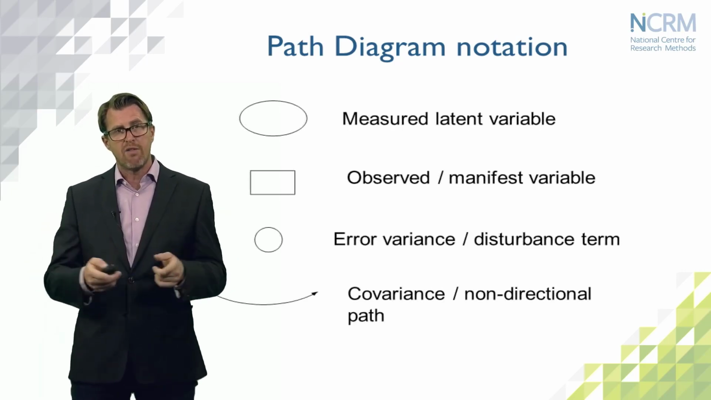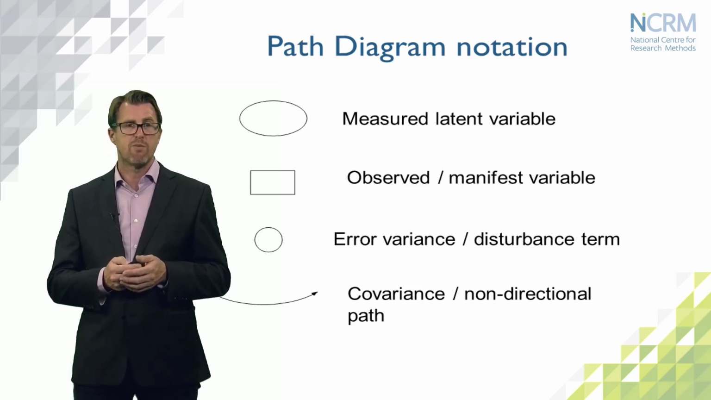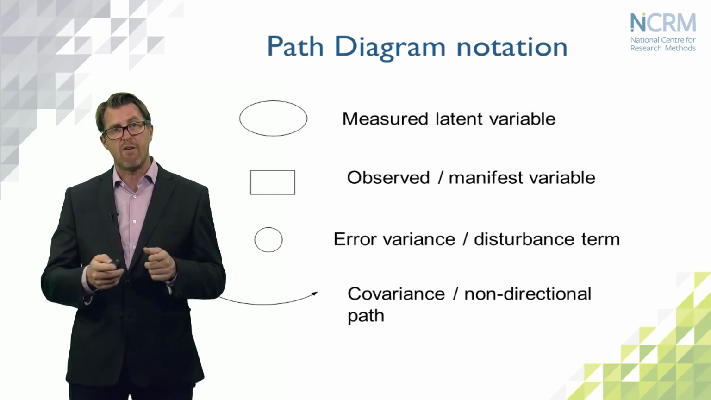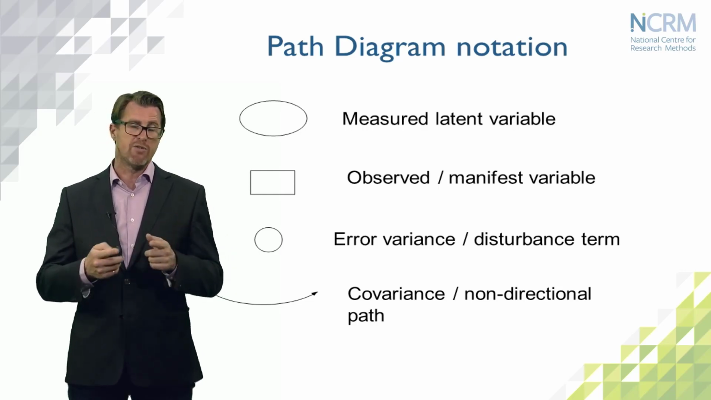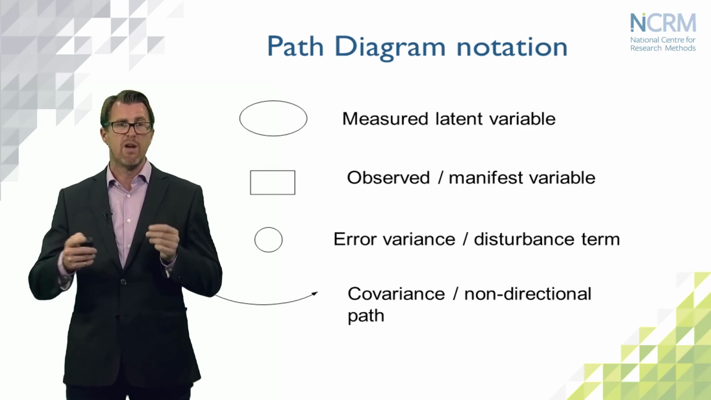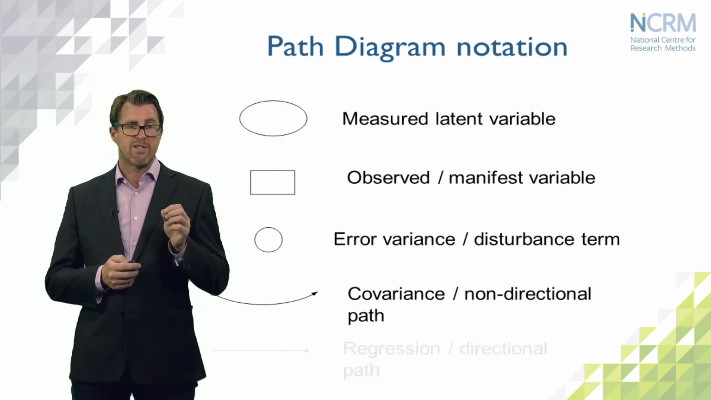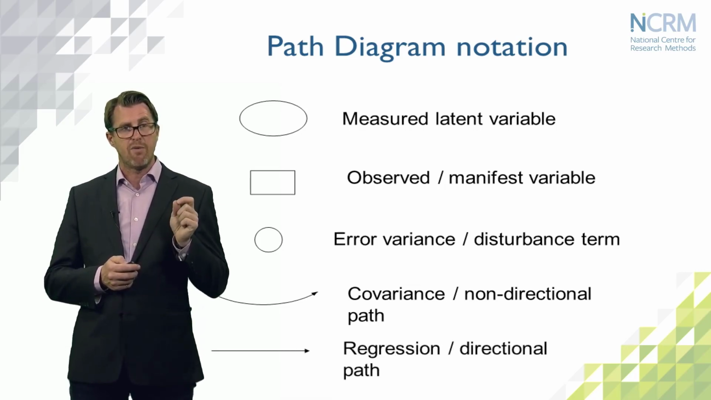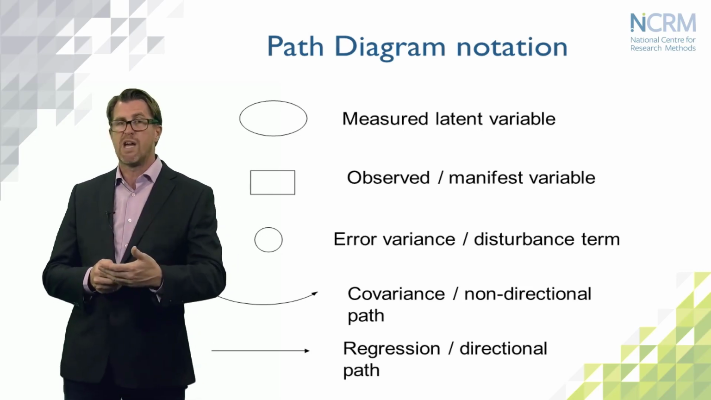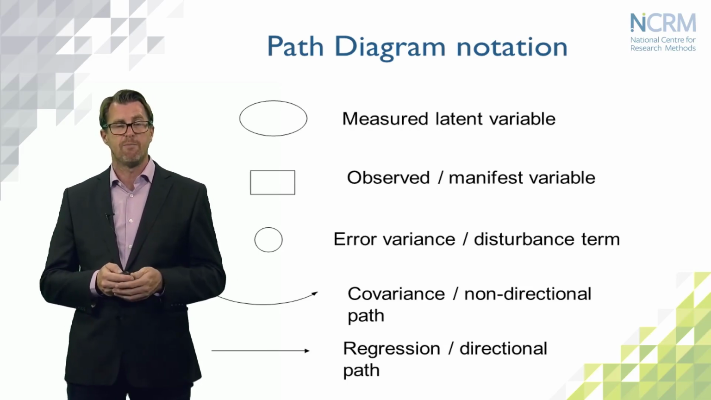A covariance path, where we're specifying that two variables in the model are related, are correlated with one another, would be represented as a curved double-headed arrow. This is a non-directional association. We're not specifying there is any causal link from one variable to another, but we want to indicate that they are correlated. And finally, the single-headed straight arrow represents a directional path, or what we would generally think of as implying causality in the model, a regression path from one variable to another.